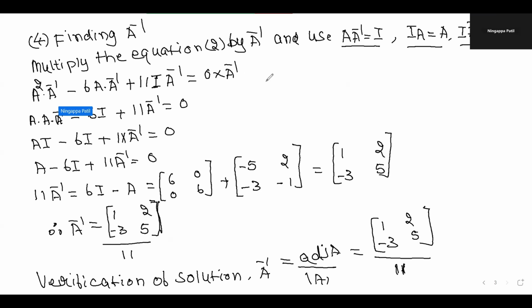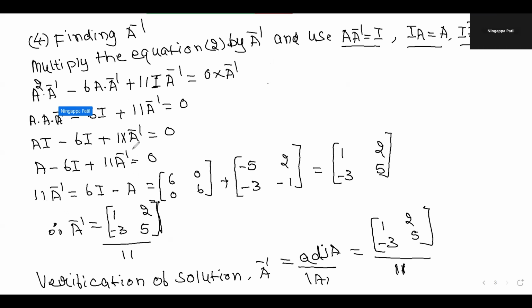Then next, look here. A square can be written as A into A into A inverse, and A into A inverse is, as I have already given you, I. Then L1 I into A inverse: look here, I into A inverse is A inverse. L1 A inverse equal to 0. Then A into A inverse is I, and A into I is A. Then A minus 6I plus L1 A inverse equal to 0.